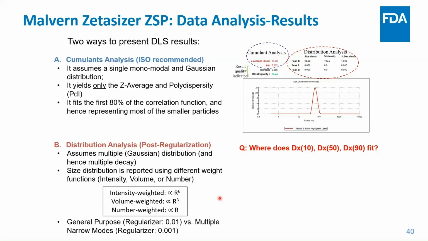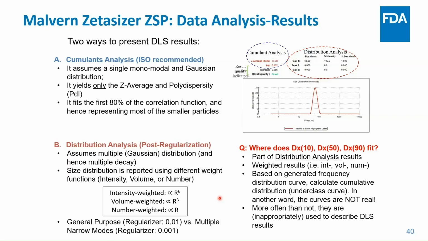So where do the D10, 50, and 90 come from in DLS? They don't come from anywhere. They don't really exist in DLS. It is part of the distribution fit analysis, so once it's post-regularized, and it's always weighted to either intensity, volume, or number.